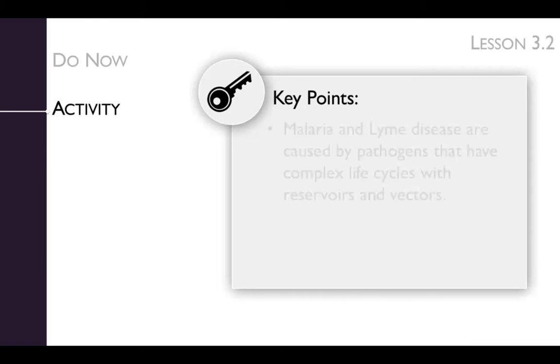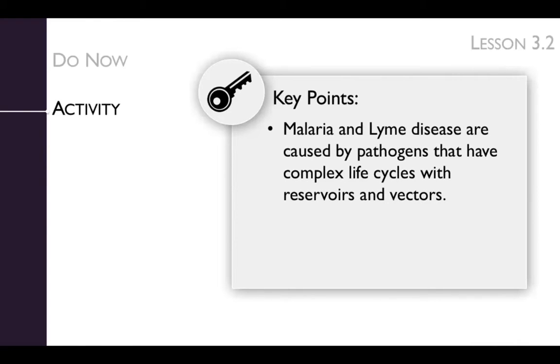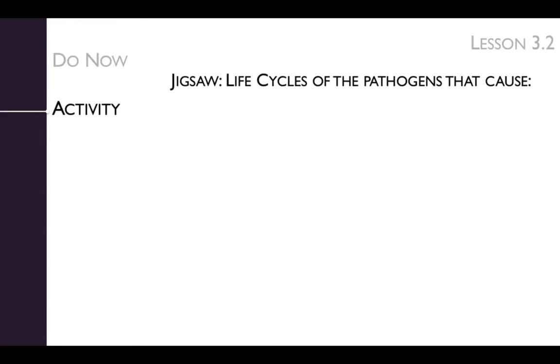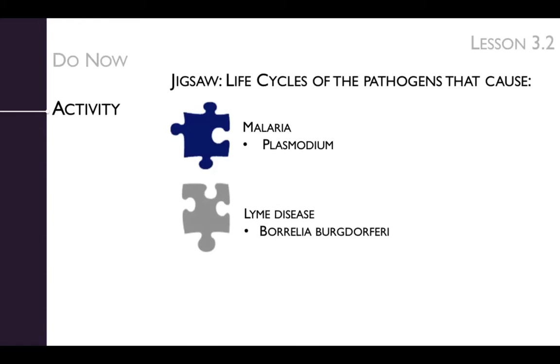The key points of the activity are that malaria and Lyme disease are caused by pathogens that have complex life cycles with reservoirs and vectors, and the life cycles relate to how we prevent, diagnose, and treat disease. In this jigsaw activity, the students will be learning about the life cycles of the pathogens that cause malaria, which is caused by a single-celled parasite called Plasmodium, and Lyme disease, which is caused by a bacterium called Borrelia burgdorferi.